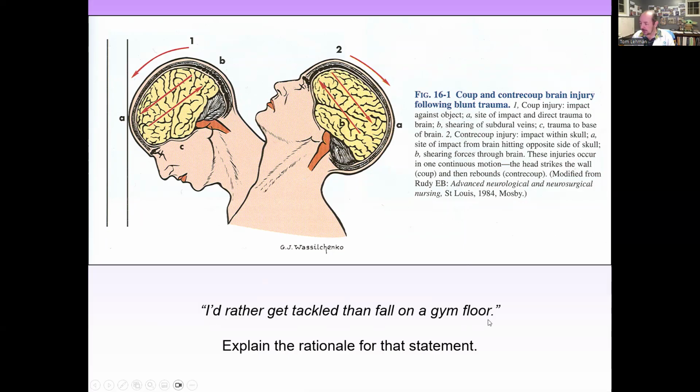I had a football player give a lecture one time about concussions, TBIs, and stated I'd rather get tackled than fall on a gym floor, and told a great story about that. And I want you to think about that and explain what is the rationale for that statement. What does that mean? Think about coup and contra coup, and I want you to be able to explain how all that fits together.